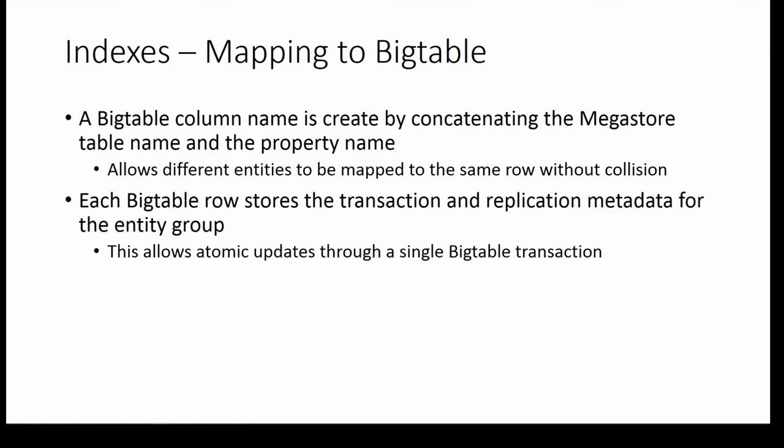Bigtable rows, however, primarily store the metadata for the entity group. What this does is let you create atomic updates through a single Bigtable transaction. That is, you can update your metadata through a single transaction as opposed to making multiple smaller transactions.